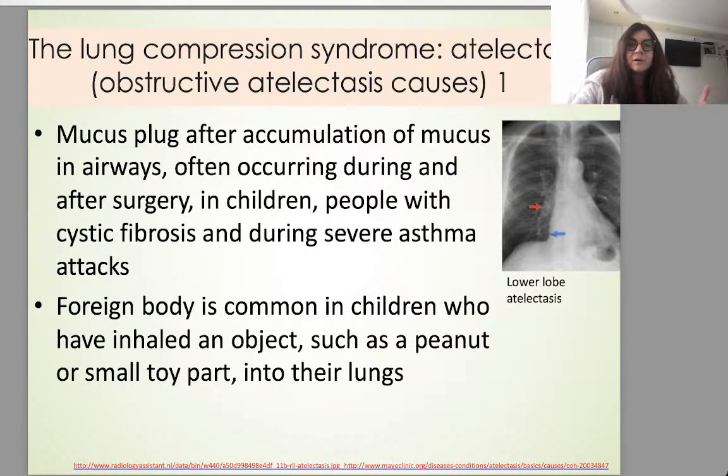Causes of it. Let's discuss first of all the obstructive causes. We're told that it can be a foreign body or mucus plug. For example, a mucus plug after accumulation of mucus in the airways, often occurring during and after surgery, in children, people with cystic fibrosis, and during severe asthma attacks. A foreign body is common in children who have inhaled an object such as a peanut or small toy part into their lungs.